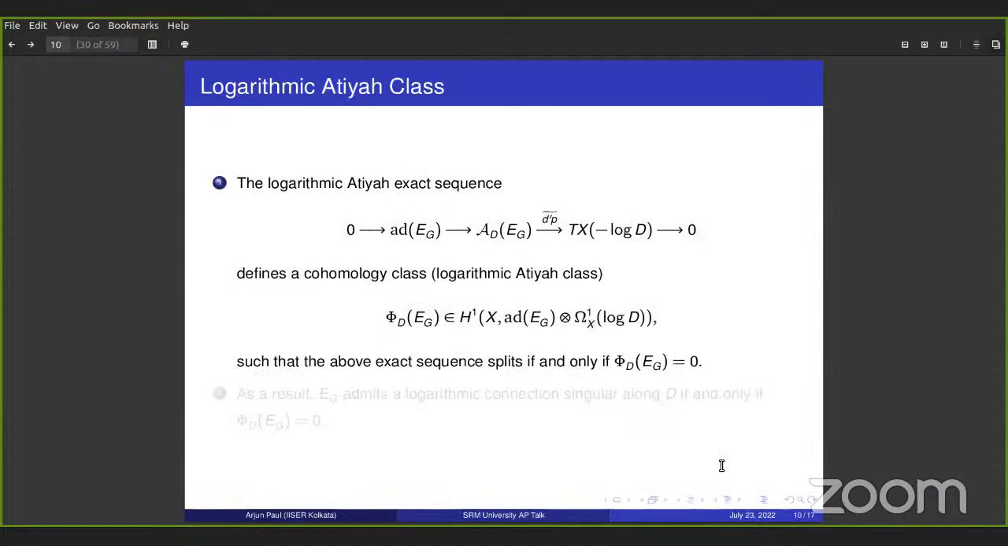Now, a logarithmic Atiyah class. Suppose we have this logarithmic Atiyah exact sequence. This exact sequence defines a cohomology class, denoted by φ_D(E_G). This is a cohomology class in H¹ of X with coefficients in the adjoint bundle of E_G tensored with the dual of this logarithmic tangent bundle, which is Ω¹_X(log D). This exact sequence splits if and only if this cohomology class is zero. Therefore, to talk about an existence criterion for a logarithmic connection on E_G singular along D, we just need to study when this logarithmic Atiyah class vanishes. So E_G admits a logarithmic connection singular along D if and only if this cohomology class is zero.